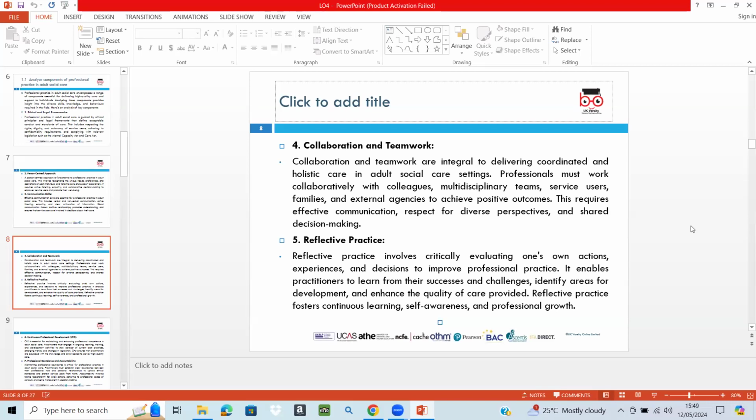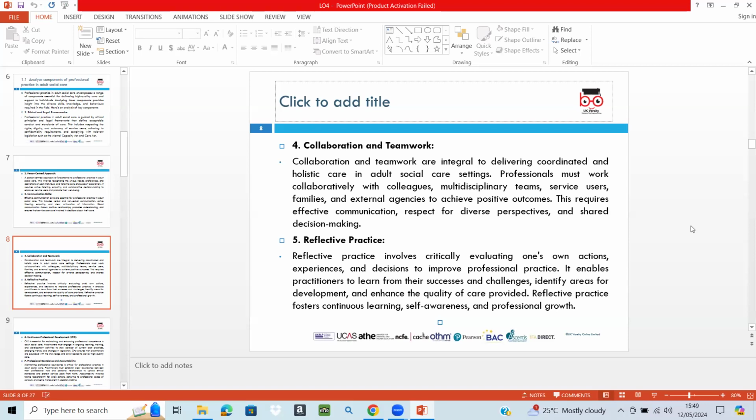Then we have reflective practice, right? Reflective practice is a cornerstone of professional development in adult social care, enabling practitioners to engage in self-evaluation, learning, and growth. By reflecting on their experiences, practitioners can gain valuable insight into their practice, improve decision-making skills, and enhance the quality of care delivered to the service user.